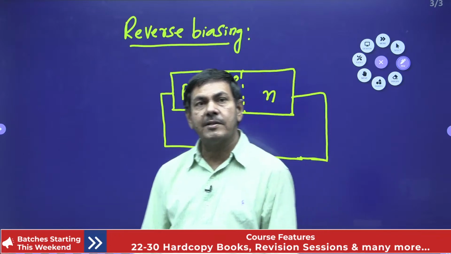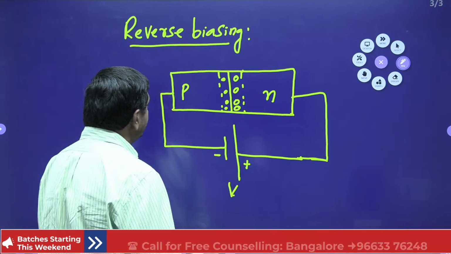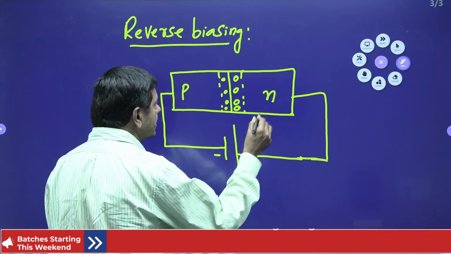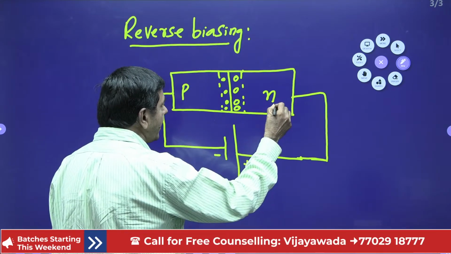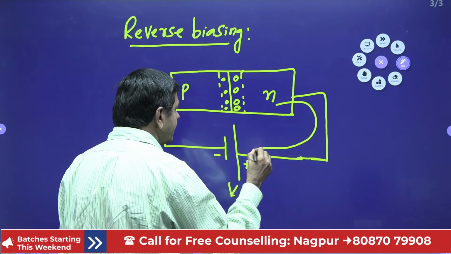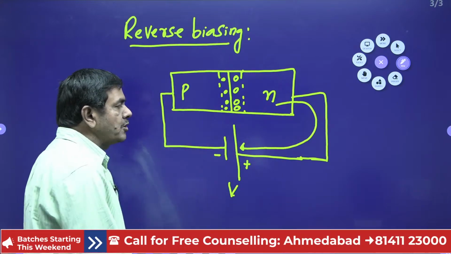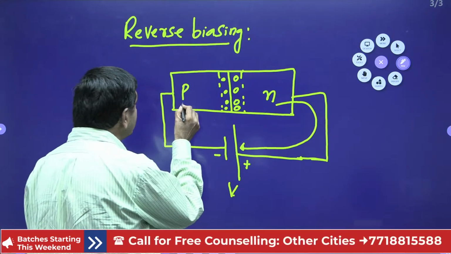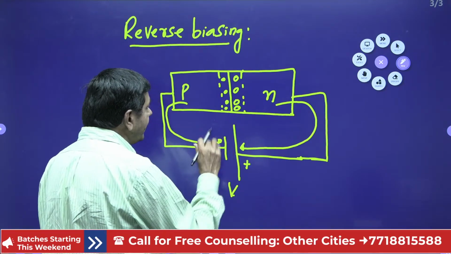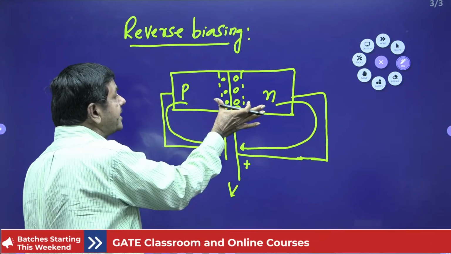If the diode is reverse biased, what is going to happen? This side is positive, this side is negative. Negative charges will be attracted by the positive electrode, and positive charges will be attracted by the negative electrode. Whenever the negative and positive charges are attracted like this, the depletion layer is going to increase.